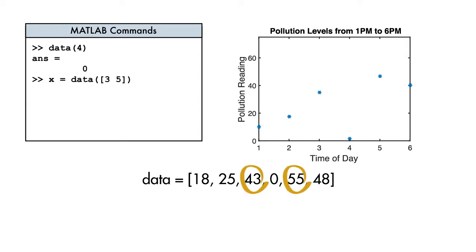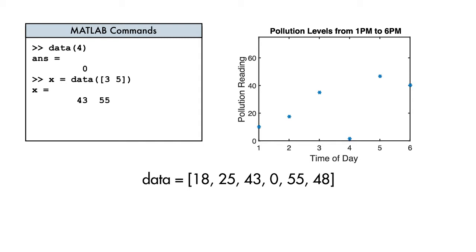This command returns the third and fifth elements of our data. Instead of using a single scalar index, we use a vector of indices to extract multiple values. The result is a two-element vector with the values at the corresponding indices, which we save as a variable, x.